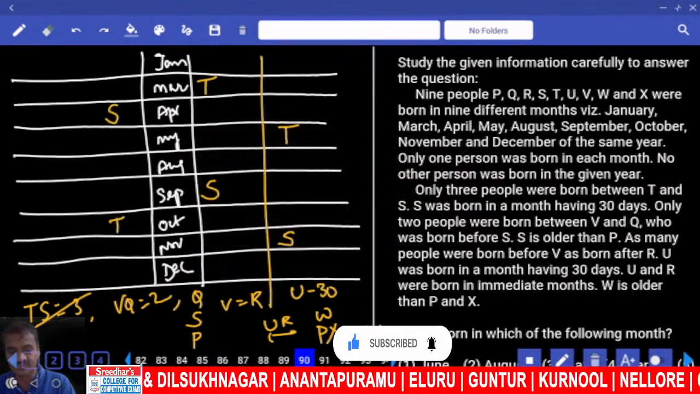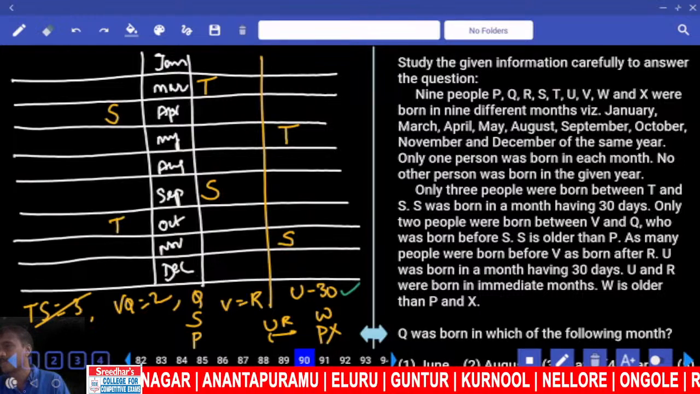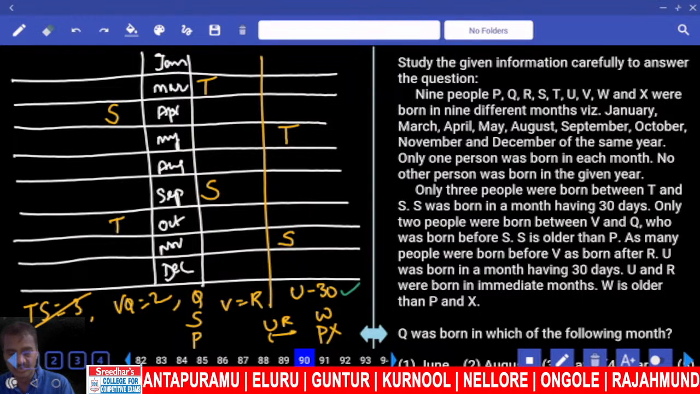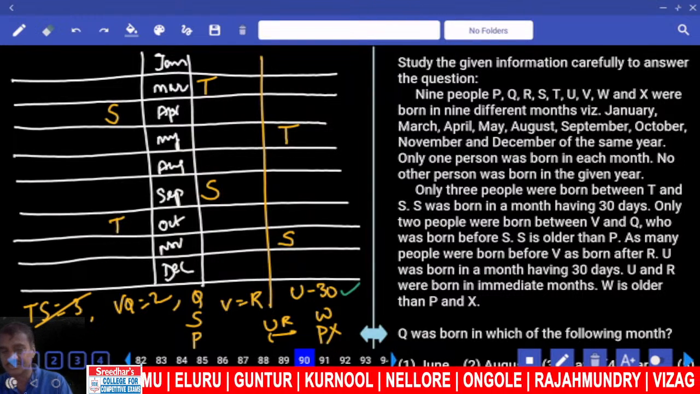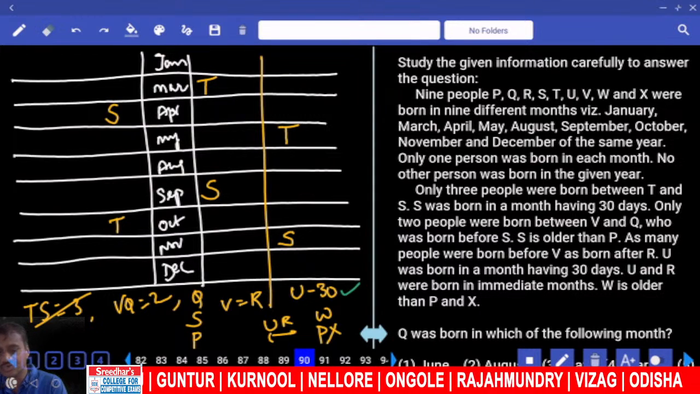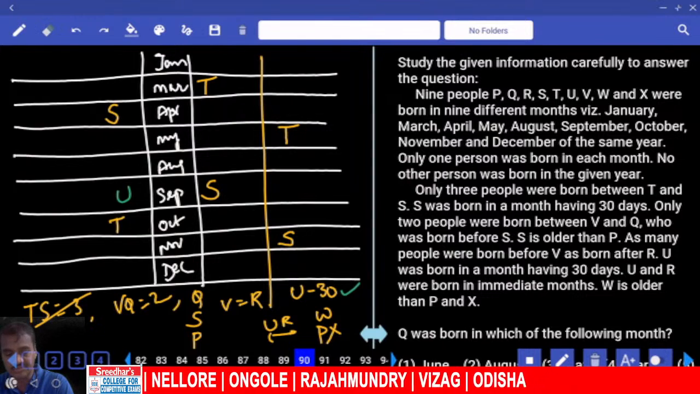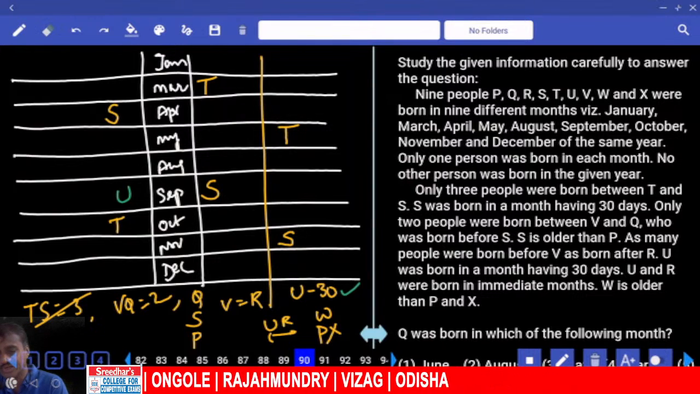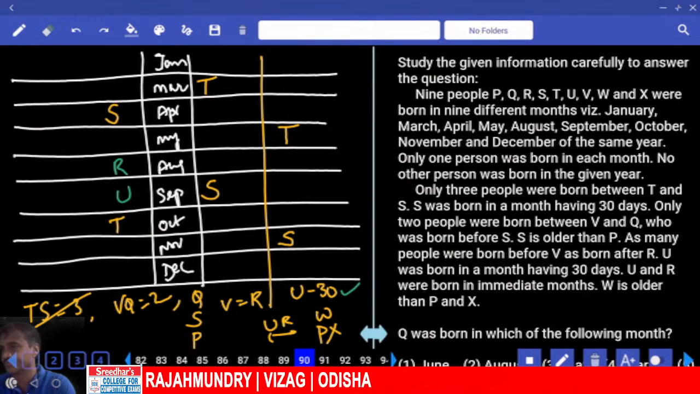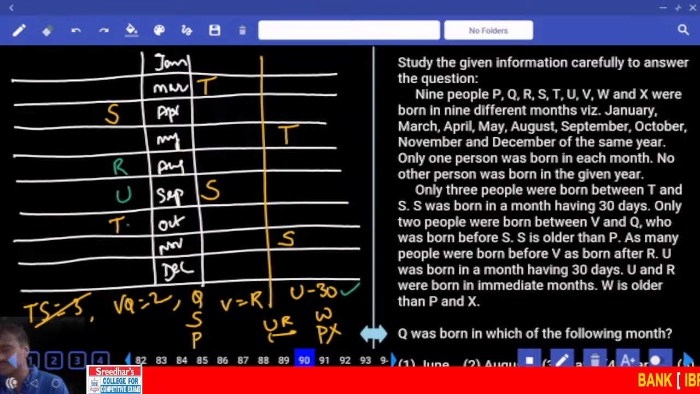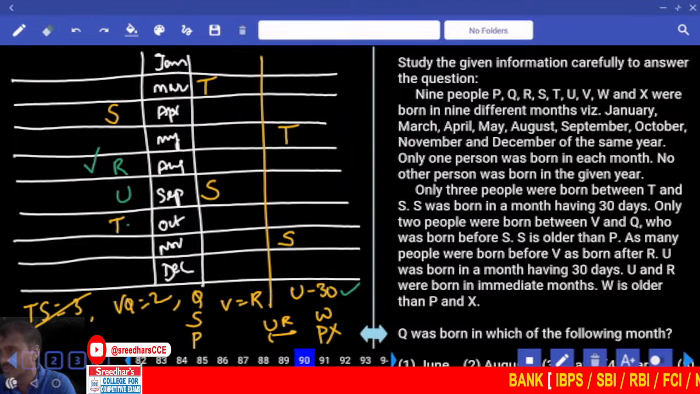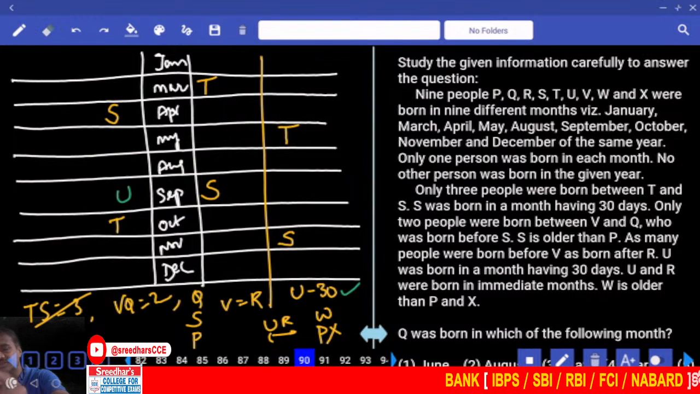Then from here onwards, let us start with this U. Clear? U born in the month which is having 30 days. Now U can be in the month of September. Clear? And if U is in the month of September, then U and R are adjacent to each other, R must be here. Now if R is here, V and R, there are 4 persons before this R and 4 persons must be after this V. V and R must be in the same month. Is it possible? No, which implies that U cannot be in the month of September.